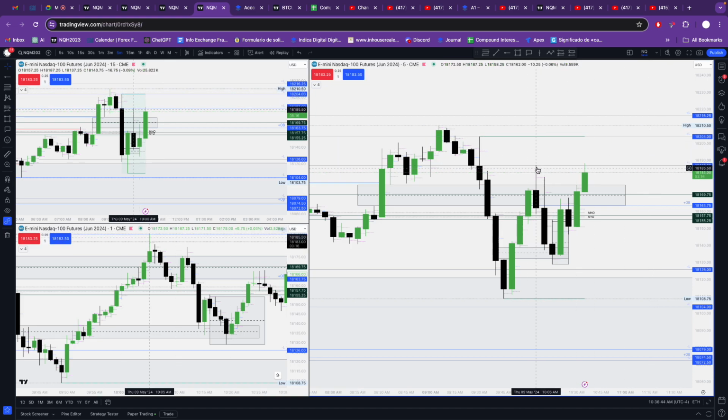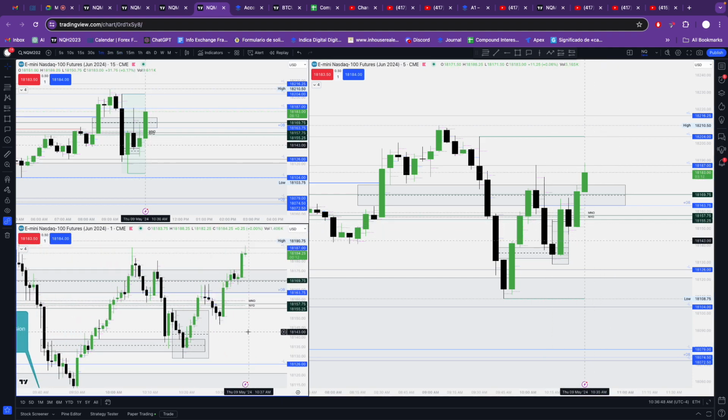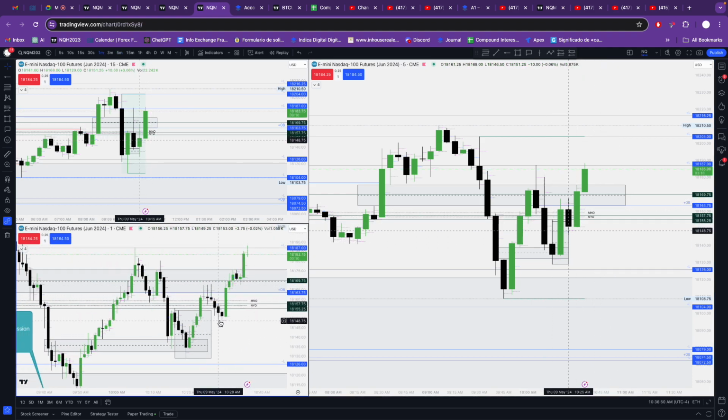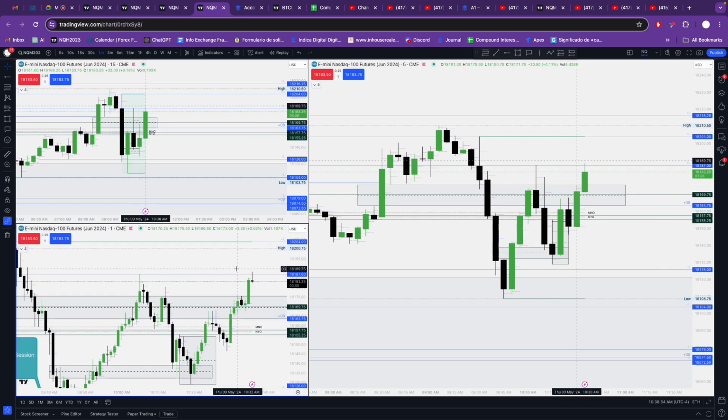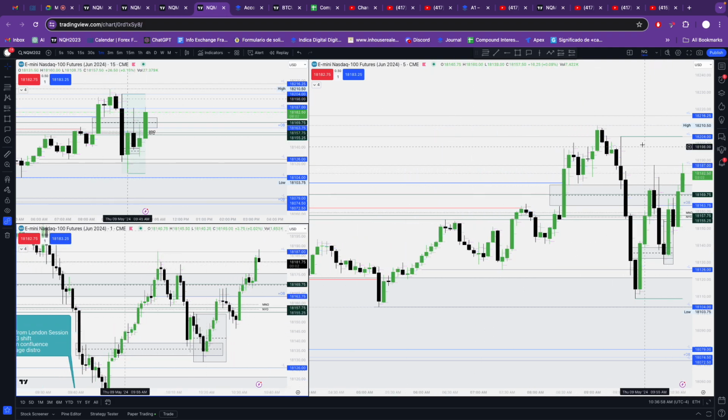So what should we expect here? Should we expect shorts here? Because technically this is run up, boom, stage one, stage two, then run up on the 1 minute, and we're still stuck within this range here.